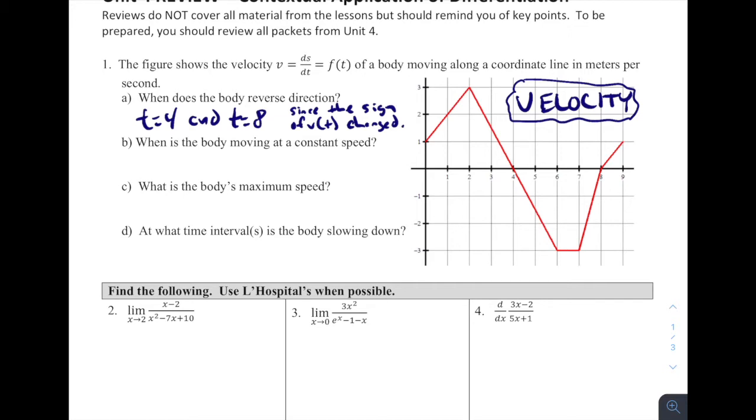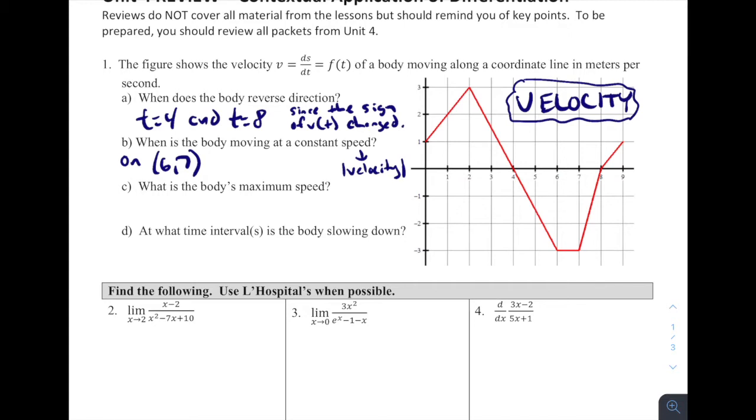When is the body moving at a constant speed? Remember again that speed is the absolute value of velocity. So I'm looking for places where the velocity is constant here. This is a linear piece, but here I see a constant. It's not changing from t equals 6 to t equals 7. It is staying at that velocity of negative 3, or a speed of positive 3. So on the interval from 6 to 7, it is moving at a constant speed.